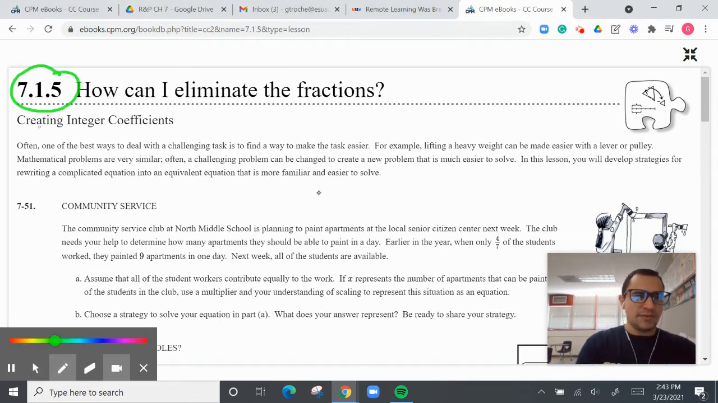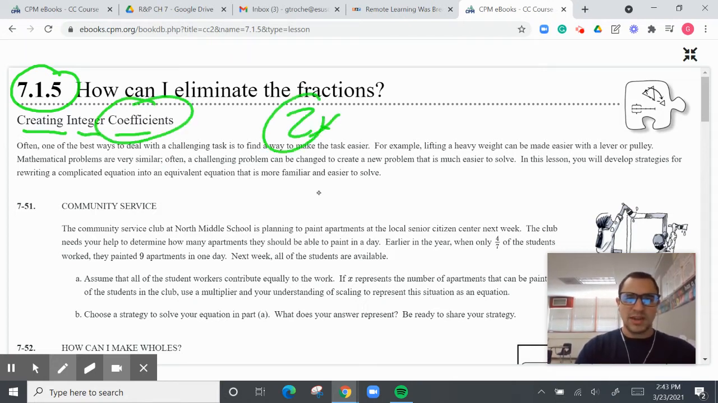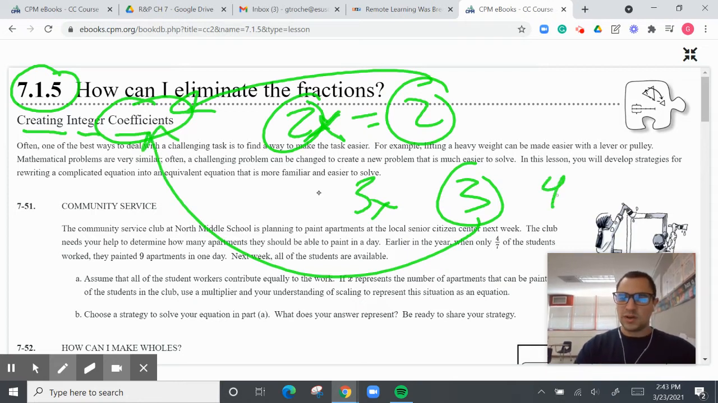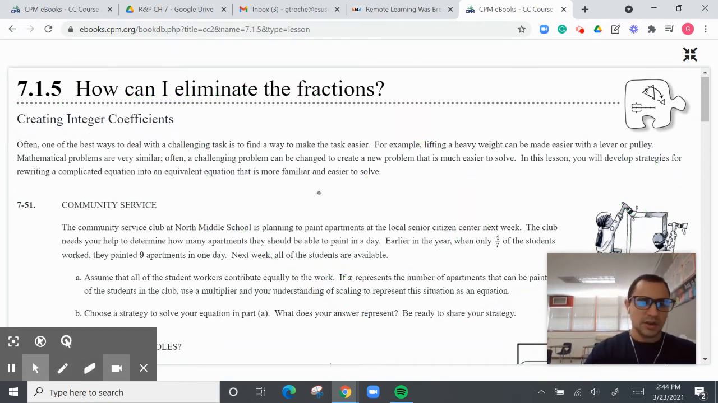We got 7.1.5, creating integer coefficients. Again, our coefficient, for example in 2x, 2 is our coefficient. If it's 3x, 3 is our coefficient. If it's 4x, 4 is our coefficient. So remember that term: coefficient means the number in front of the variable. Let's get started. How should we do this?